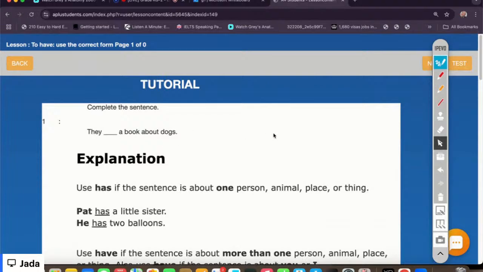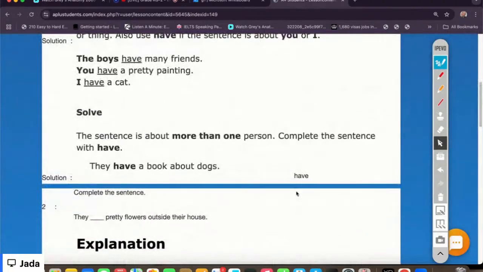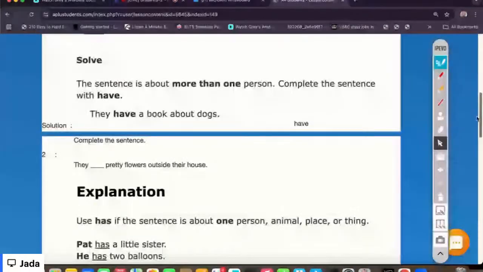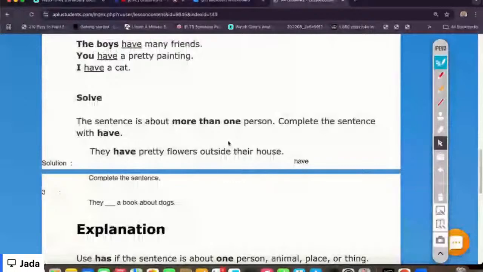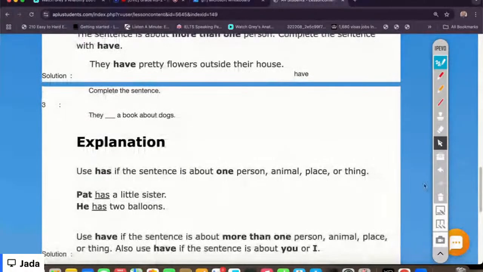Okay, so we will look at some examples. They dash a book about dogs. So what would this be? They have, because have refers to plural. They dash pretty flowers outside their house. So it will be what? They have pretty flowers outside their house. They dash a book about dogs, and they have a book about dogs.